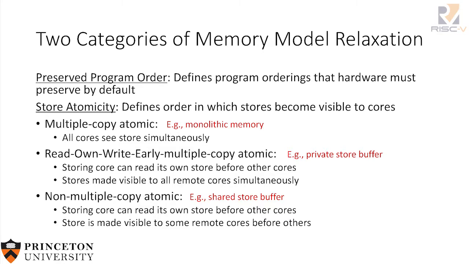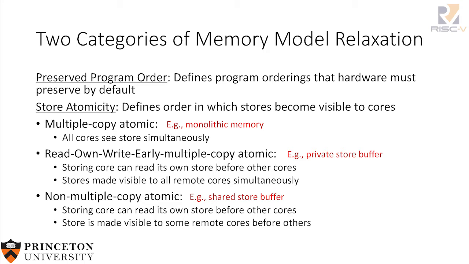So the first criterion refers to how operations from a single thread are happening, and the second requirement deals more with a global view of the memory system. What are other threads allowed to see? Are they allowed to see things that differ from each other or not?